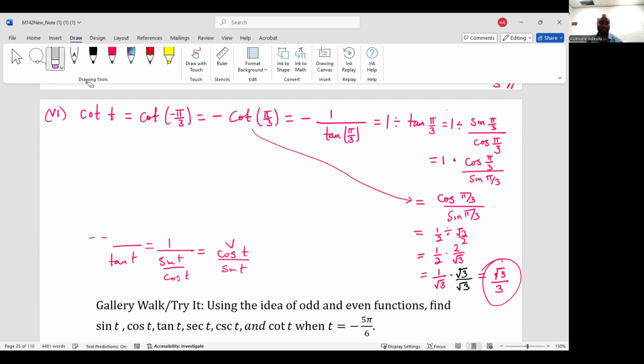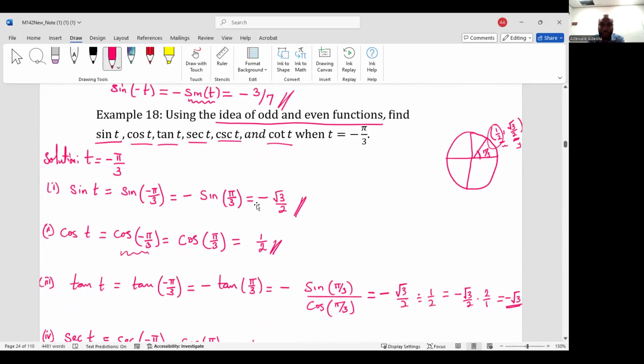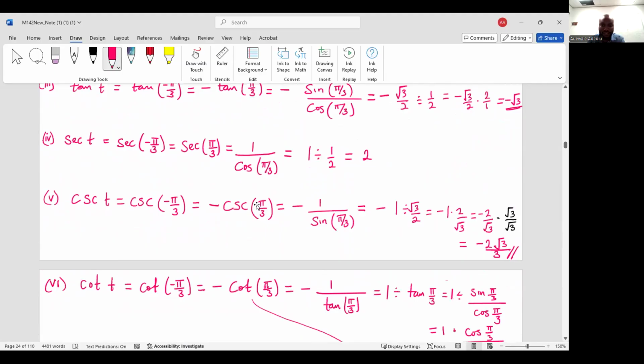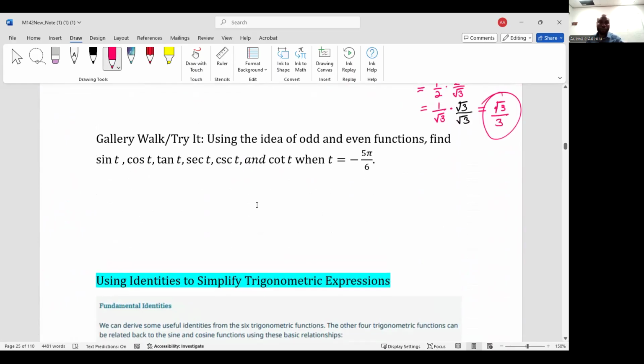Okay, so that is that with that example. I hope that is clear to us. All right. So we have used the idea of odd and even functions to find the 6 trig functions, right? Okay, so I'm leaving this for you to solve using the idea of odd and even functions. Find all of these when your angle is -5 pi over 6.